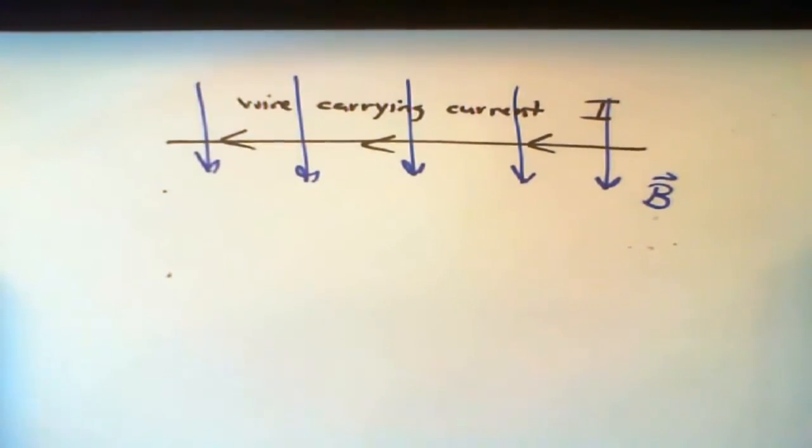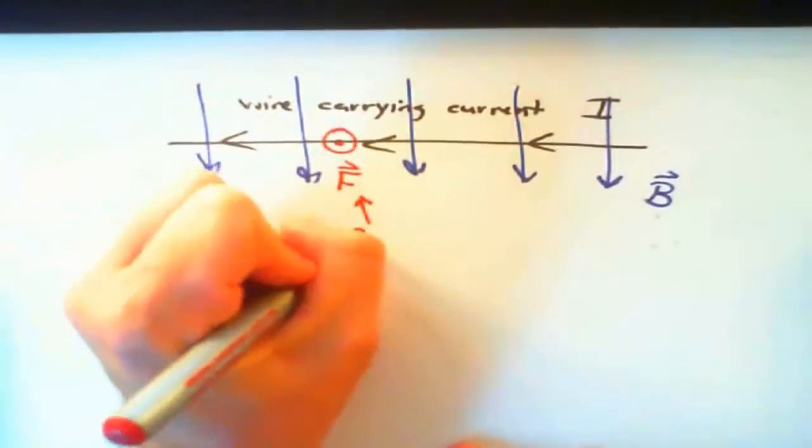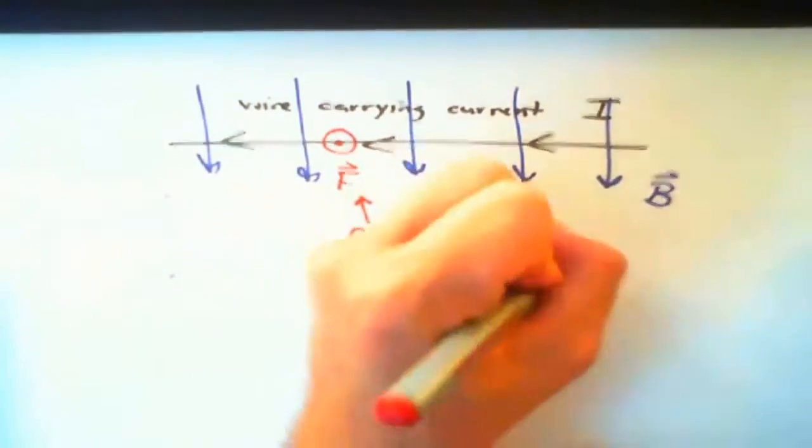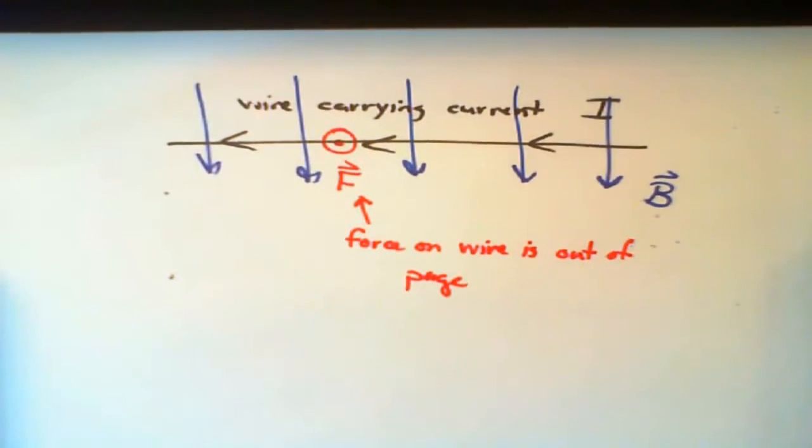Now the reason for it is because there's an external magnetic field, and then there's a current carrying wire. The current carrying wire also creates another magnetic field. It's the interaction between those two magnetic fields, the magnetic field that's external and the magnetic field created by the wire. The interaction between those two is what causes the force on the wire.